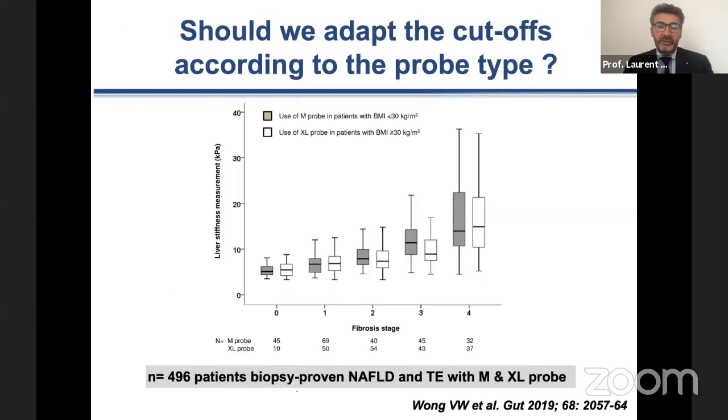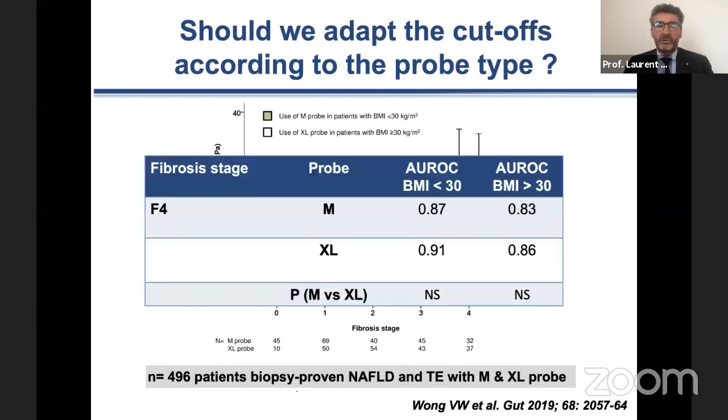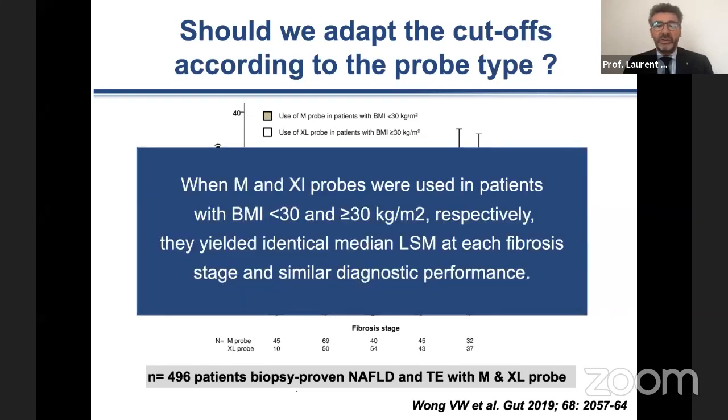What about the probe? Which one should we use? This is a study from Vincent Wong, published last year, in a large cohort of biopsy-proven NAFLD. As you can see, there was no difference in terms of box plot between the M and XL probes. And when you look at the AUROCs, they were similar and there was no statistical difference. So the message and the recommendation is, if you use properly the M probe in patients with BMI below 30 and the XL probe in patients with BMI above 30, you will yield identical median LSM and you should not adapt the cutoff.